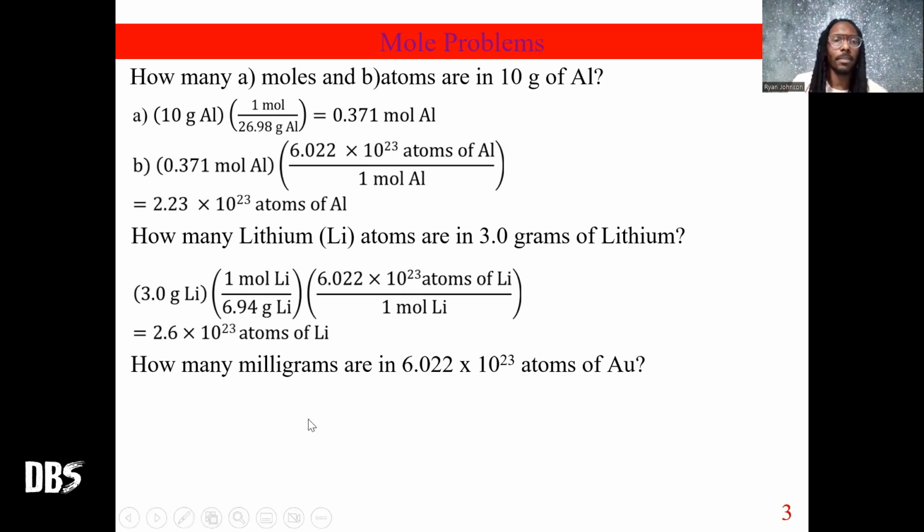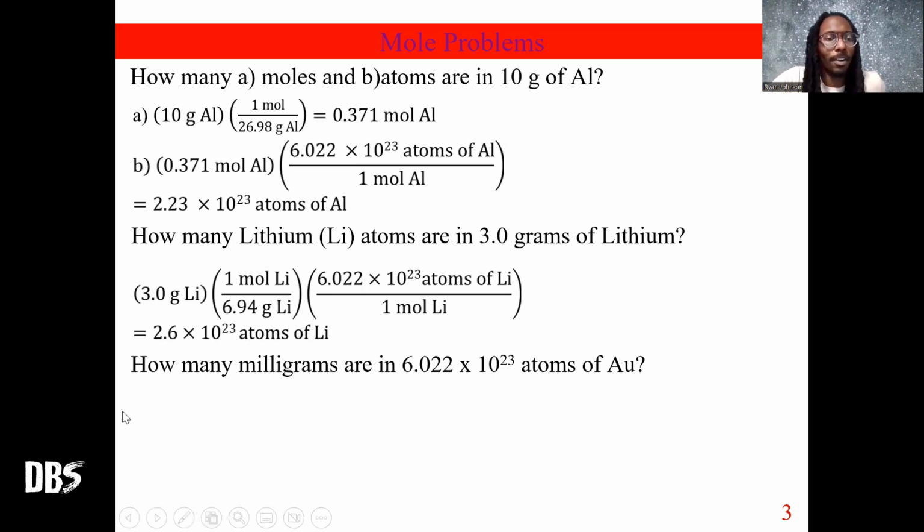Let's look at this last problem right here. How many milligrams are in 6.022 times 10 to the 23 atoms of gold? Once again, how many milligrams are in 6.022 times 10 to the 23 atoms of gold?